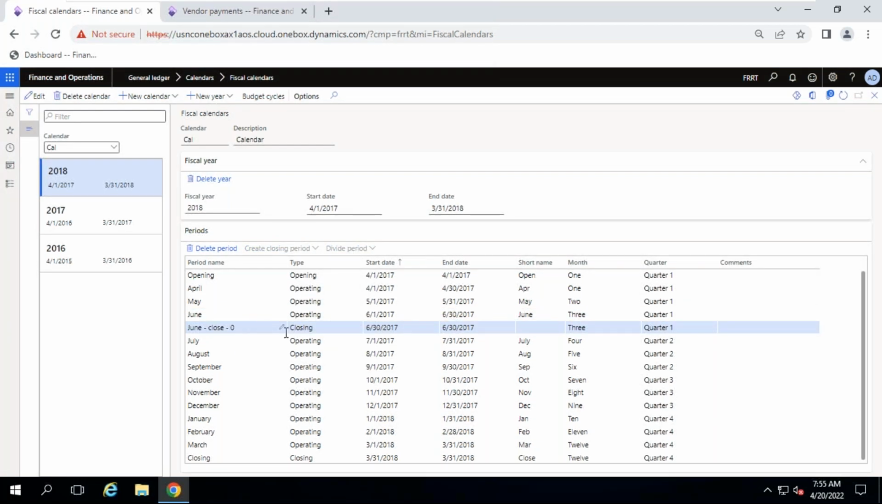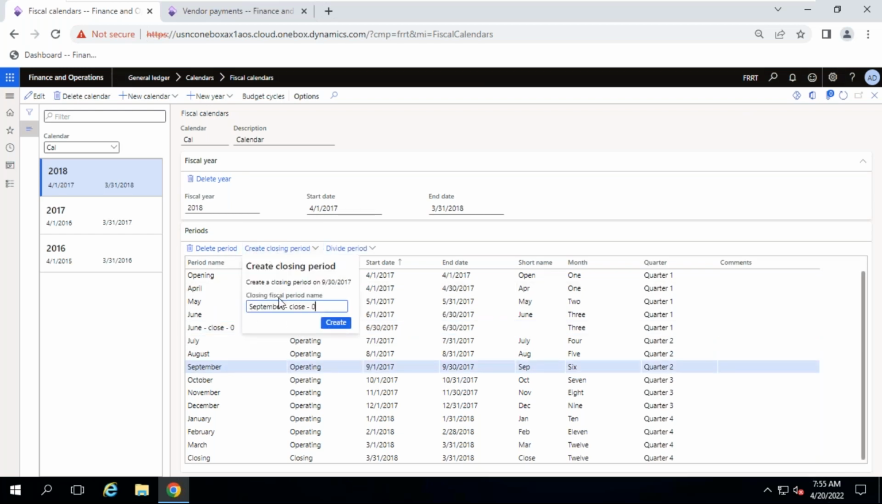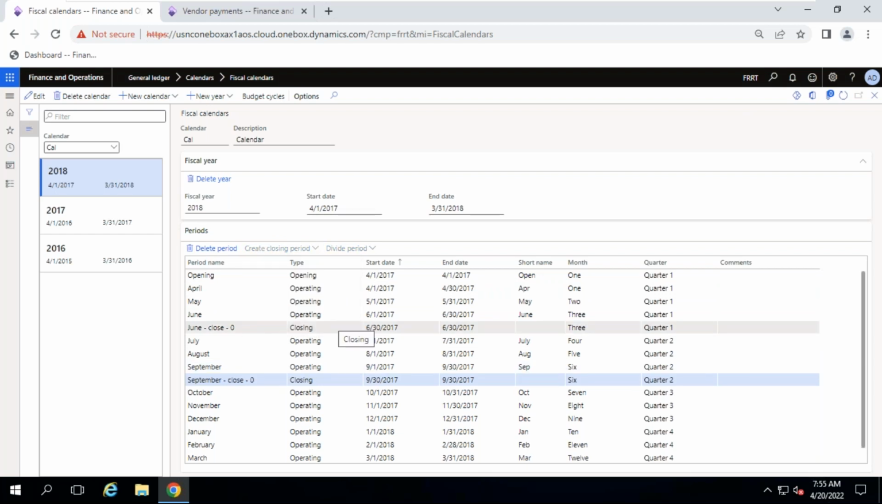Now look at this, 30th. You are adding an extra period. If you want one more near September, yes, you can create. If you don't want it, delete.